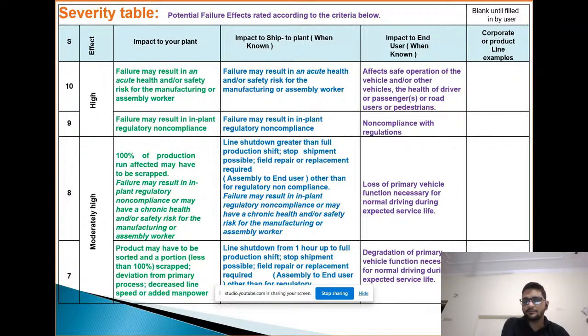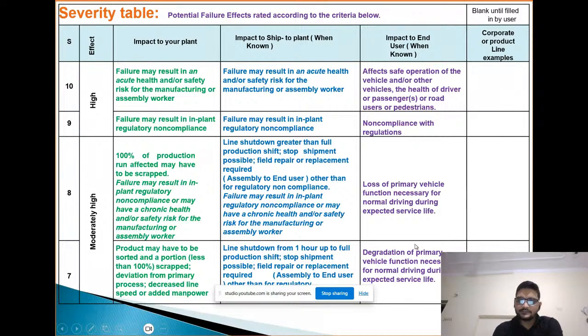For rating 7, product may have to be sorted and a portion less than 100% is scrapped. Meaning a portion may be scrapped. And deviation from primary process, decreased line speed are added. Now, this is related to impact to ship-to plant: line shutdown from 1 hour up to a full production shift, and stop shipment possible, field replacement required, assembly to end user other than for regulatory.